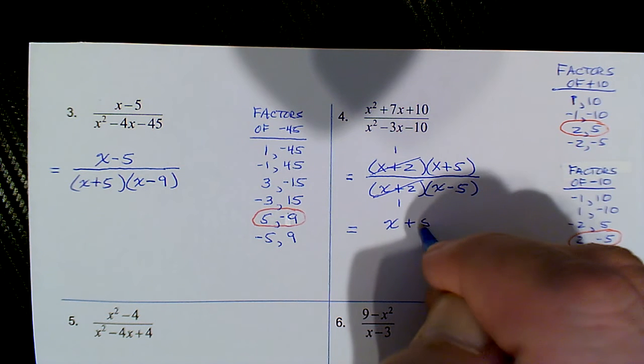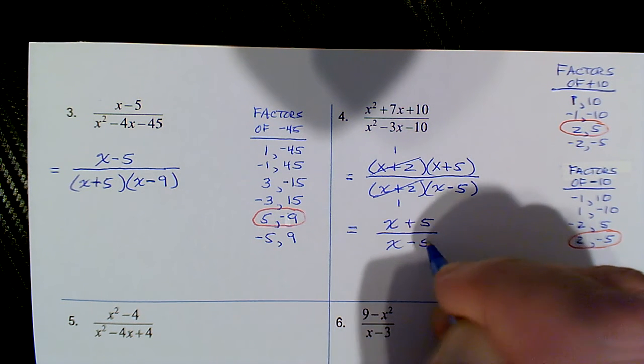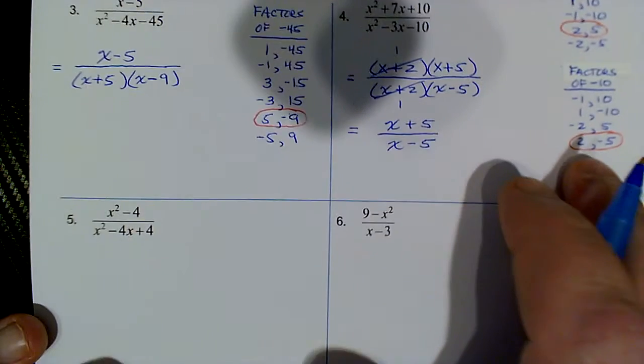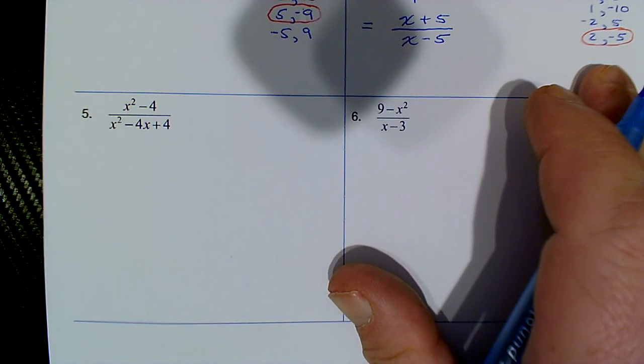And 1 times anything is itself, so we just have x plus 5 over x minus 5, and that's as far as we can go. Alright, so then a few more examples.